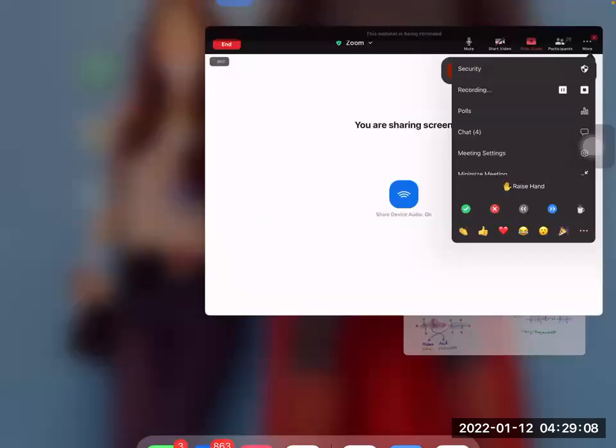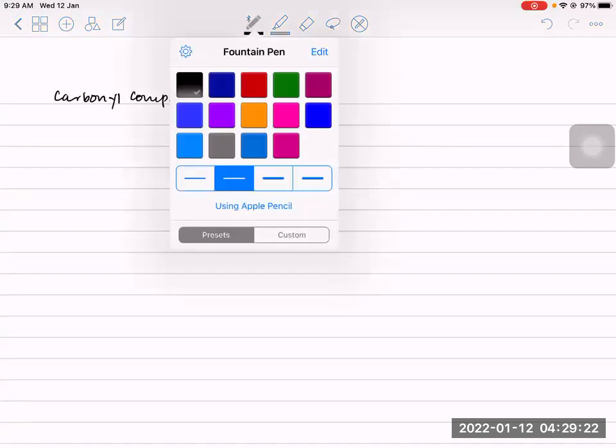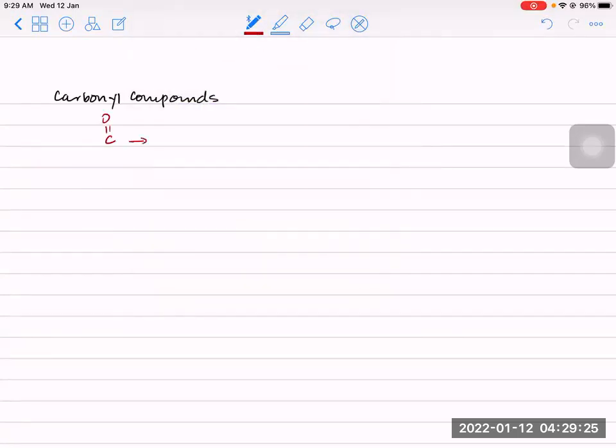Moving on to carbonyl compounds. So let's see carbonyl compounds now. I told you carbonyl compounds are so called because they have a carbonyl carbon. This is a carbonyl carbon, a carbon with a double bond oxygen. Now, there are 2 types: you have aldehydes and you have ketones.